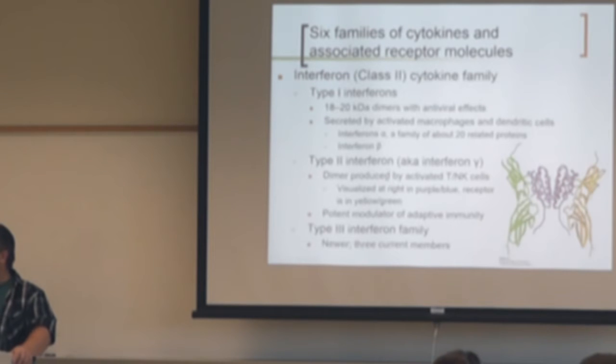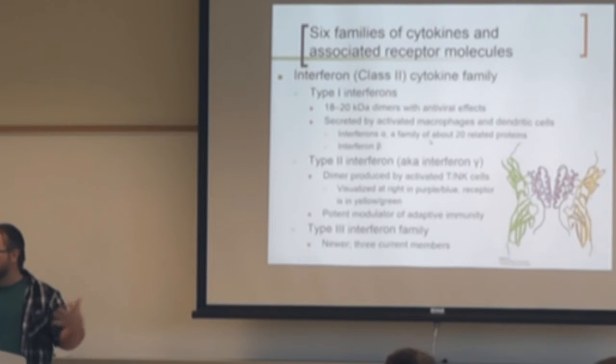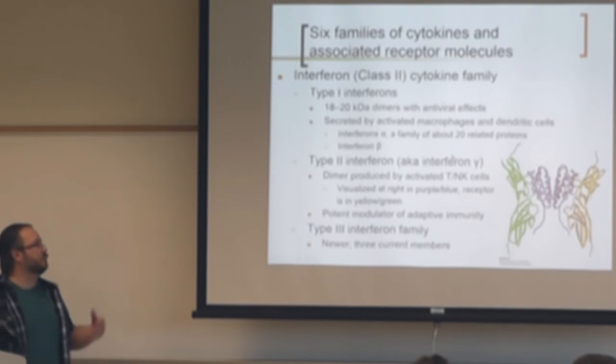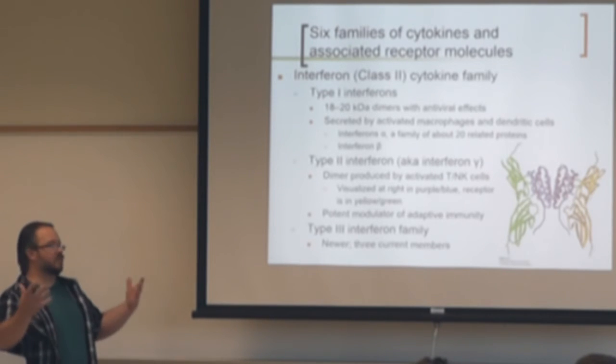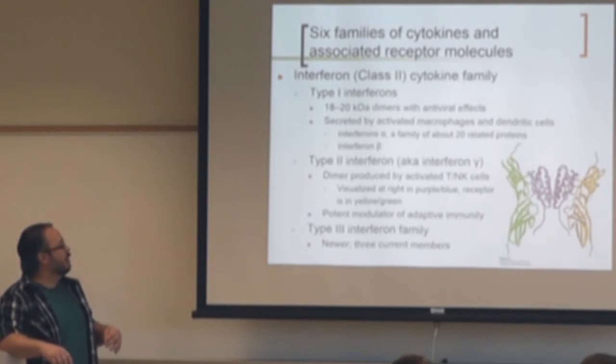So now we're into our interferons. We have type 1 interferons, and a class of those. Again, these have antiviral activity. And then we have a type 2 interferon, which is just interferon gamma. So when people say type 2 interferons, the only one they're talking about is interferon gamma.